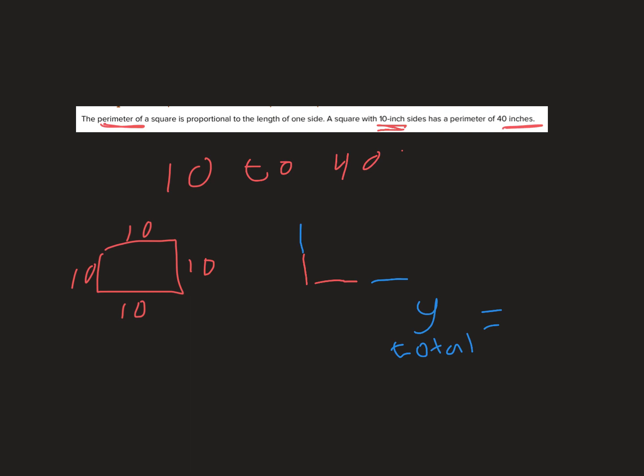So that would be 40 divided by 10, which is 4 over 1. 4 divided by 1 is 4. So we are growing by 4 every single time. That perimeter is going to grow by 4. And that is our constant of proportionality.